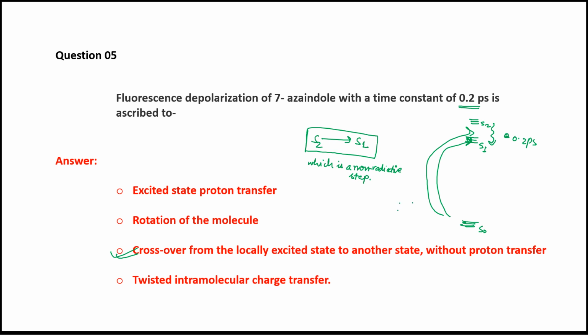Then with the time scale of the fluorescence depolarization, if the time constant is 0.2 seconds, which stage or which type of step does it include? So that involves a crossover from the locally excited state to another state, that too without proton transfer.